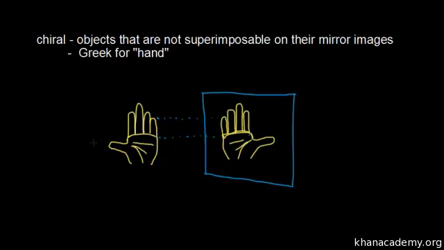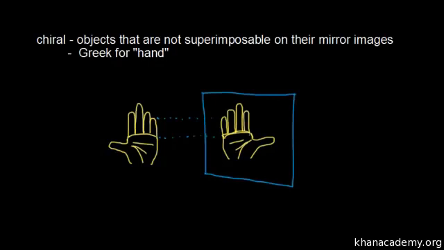The best way to think about this is a baseball glove that fits your right hand. If you take that baseball glove off your right hand and put it on your left hand, you'll see that it will not fit. So mirror images that are not superimposable on each other are called chiral objects.